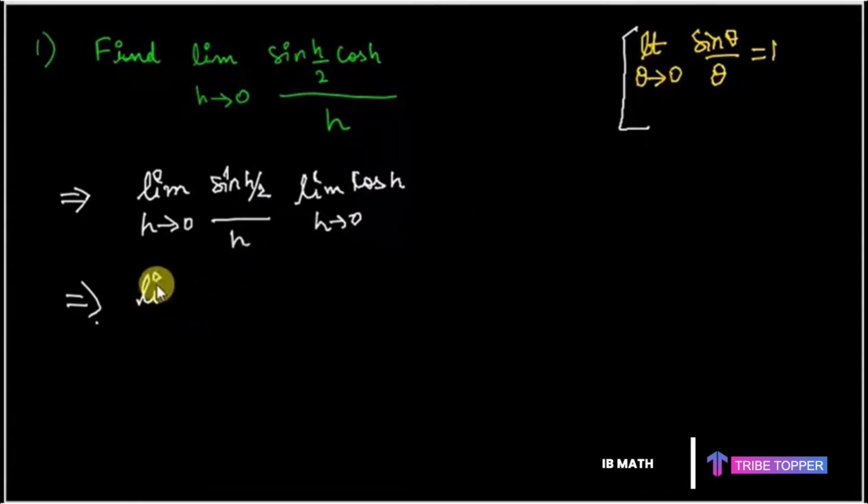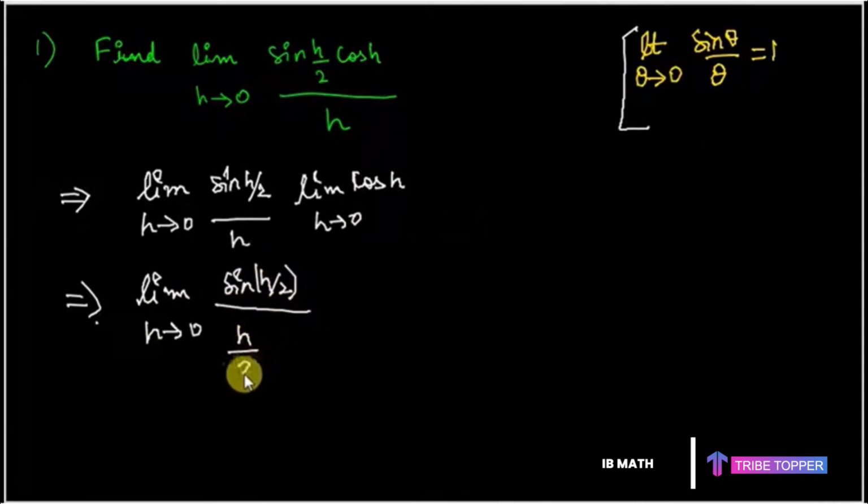So I actually get this here, limit h tending to 0 for sine h by 2 and upon h by 2 into 2. Now this 2 is extra, I will take it outside the limit, into limit h tending to 0 for cos of h. We can remove it in this case, put it as 1 because we know cos of 0 is 1. So this part is over.